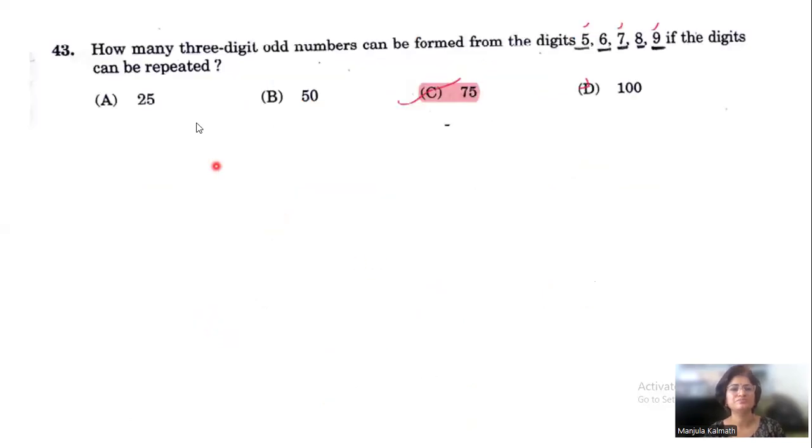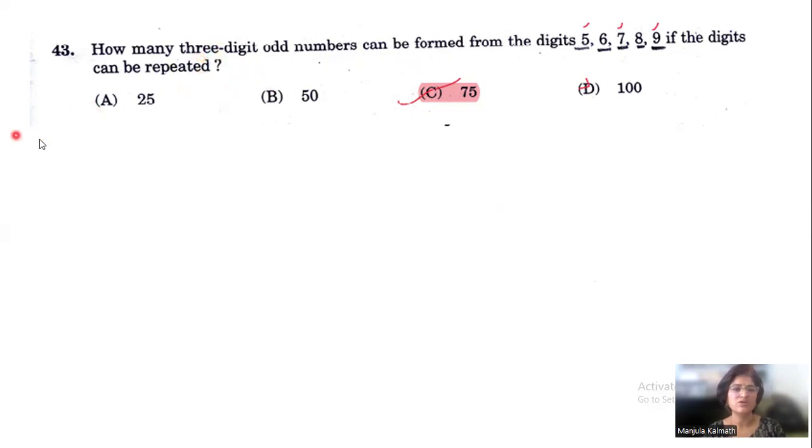Then move to the next one. Here, how many 3-digit odd numbers can be formed from the given digits? Here, 5 digits are given, and it is required to form a 3-digit number, and what kind of number is it? An odd number. So how many 3-digit odd numbers can be formed, that we have to find out here. Digits can be repeated; repetition is allowed here. So this is one of the permutation combination problems.